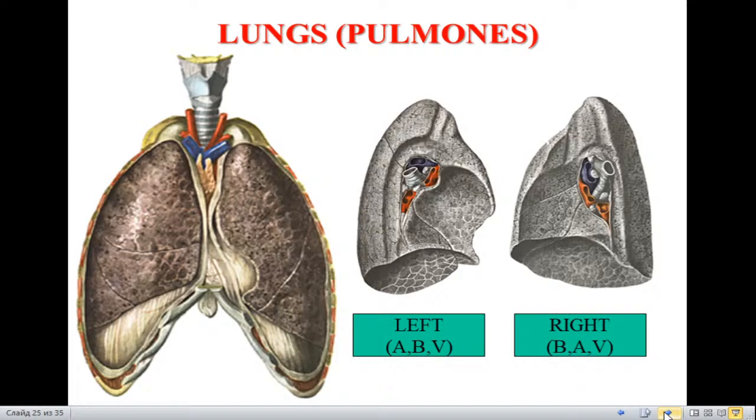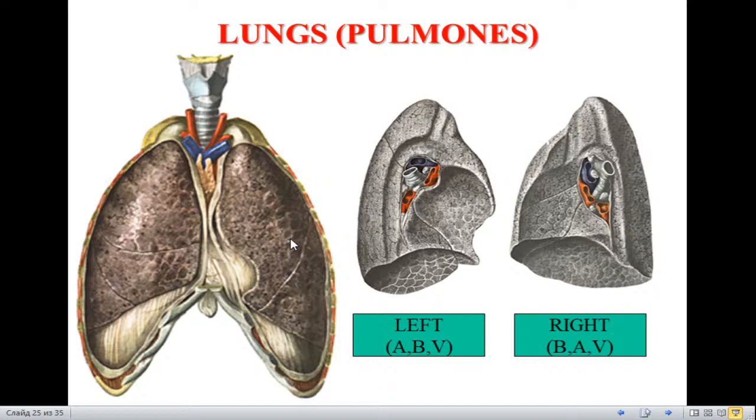Lungs. They are the main organ of gas exchange. It's a paired organ, and we have a left lung and a right lung. The main bronchi and vessels enter and exit the lungs from their medial surface. This surface is called the mediastinal surface because it faces the mediastinum.